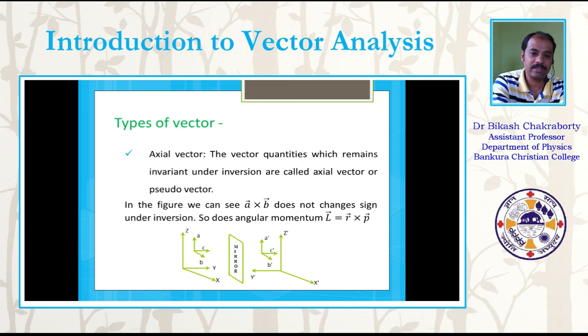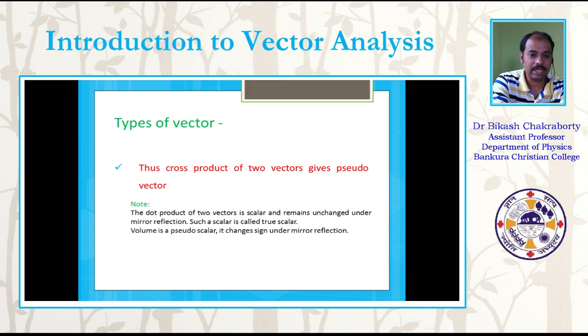Whereas axial vectors are the quantities which remain invariant under inversion. These are also called pseudo vectors. In the figure we can see a cross b does not change sign under inversion. A changes to a prime, b changes to b prime under mirror reflection, you can observe it, but the magnitude and direction of c and c prime is invariant. So does angular momentum L equals r cross p. You can easily verify from the figure. Thus the cross product of two vectors gives pseudo vector.